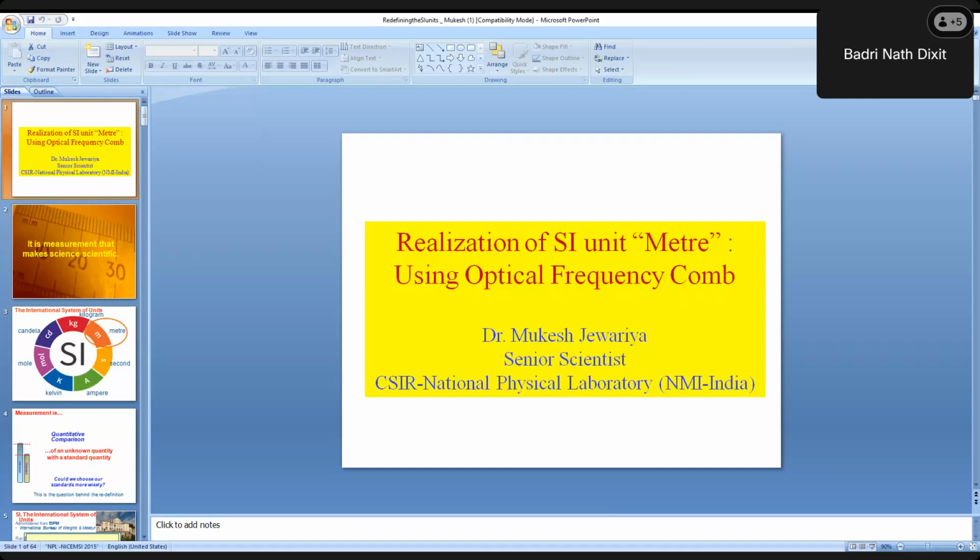And later on, at the international level, physical measurement was developed day by day. At present, it is measured in wavelength systems. The optical measurement which has been developed by the National Physical Laboratory in India is a welcome step for other measuring laboratories. I hope that Dr. Mukesh Jevaria's lecture will give us one step more knowledge for the measurement of length.